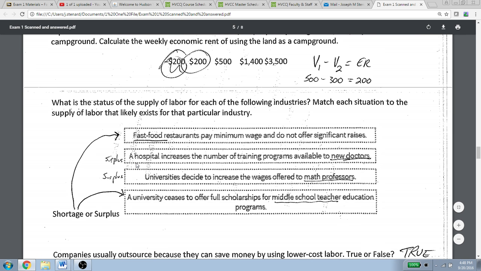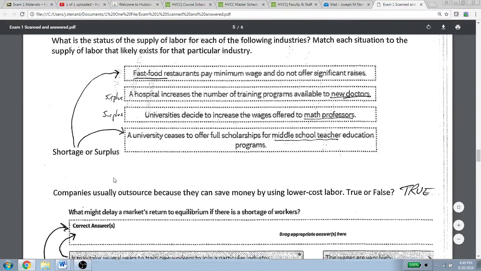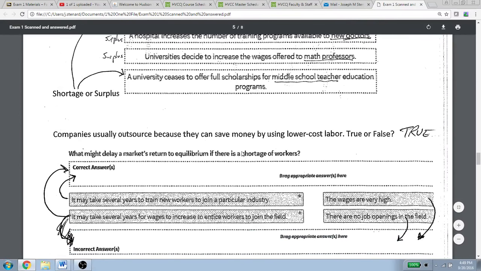There'll be more people than jobs when a hospital increases the number of training programs available to new doctors, and when universities decide to increase the wages offered to math professors. There'll be more people trying to be math professors than there will be positions, and that's what we call a surplus. Or there'll be more doctors than there will be a need for doctors, and that will be a surplus as well. Companies usually outsource because they can save money by using lower cost labor. True or false? That's true.